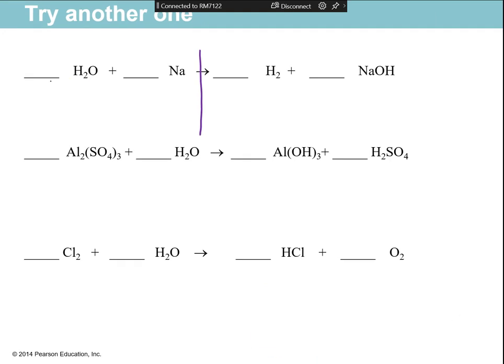Okay, so H2O has 2 H's, 1 oxygen, and 1 sodium.